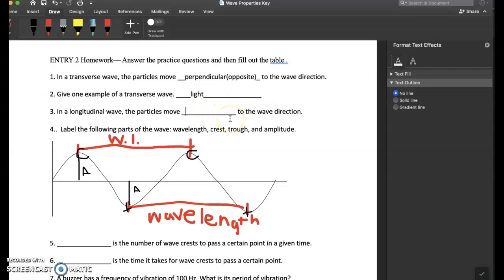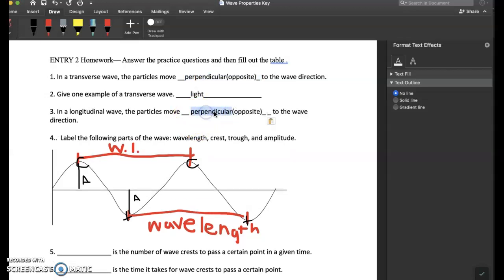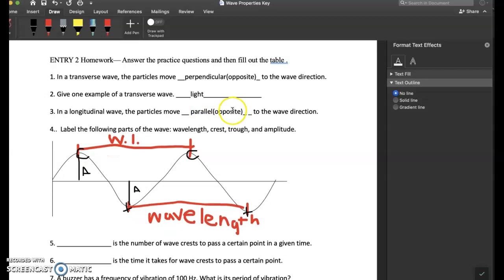And in longitudinal, it's just going to be the opposite of this. So I'm going to copy and paste this in down here and then change it. It's parallel, or same, to wave direction.